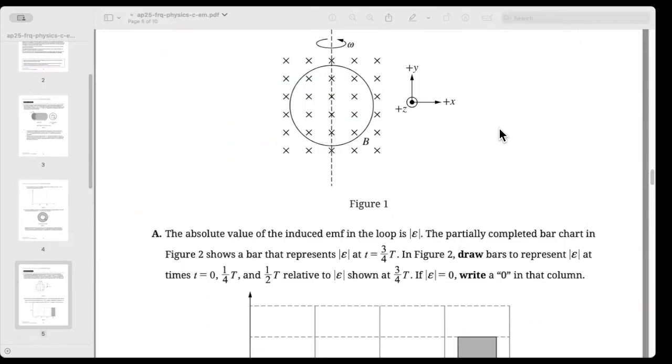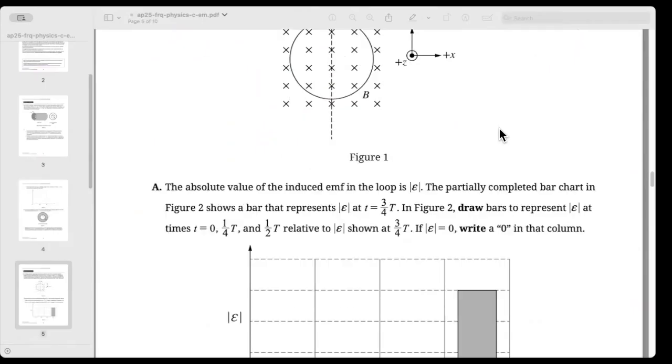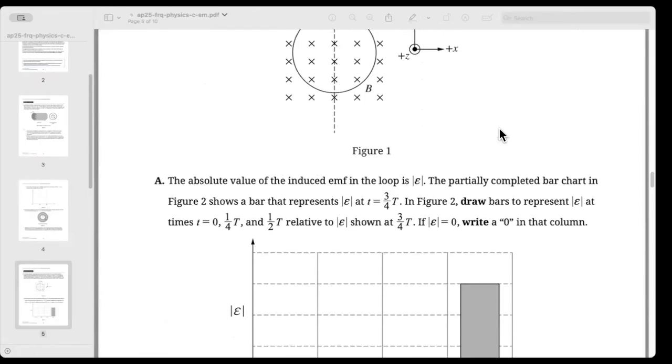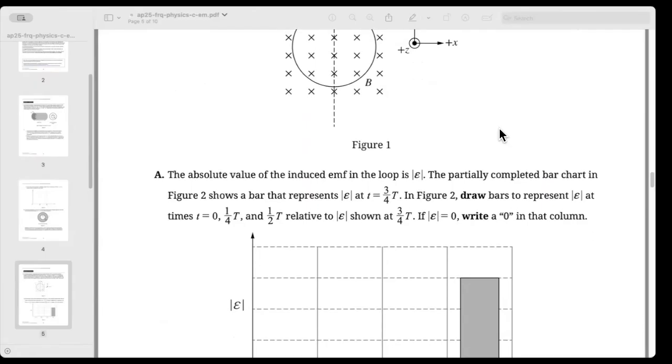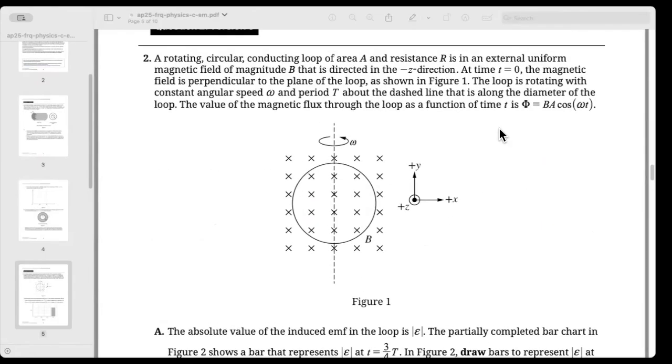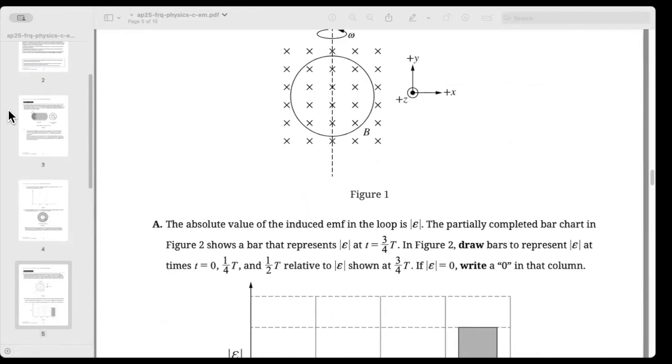All right. The absolute value of the induced voltage is E. Partially completed bar chart tells. Oh, okay. This might not be quite as nice as I thought it was going to be. Okay. Draw bars to represent. Okay, so we actually have to find the induced voltage. Let's go ahead and do that.